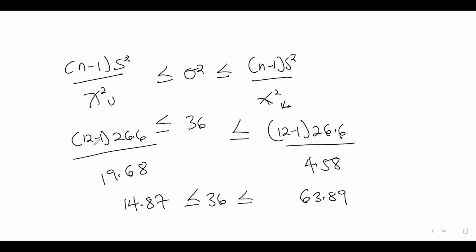If you punch the left-hand side, 12 minus 1 is 11. So 11 times 26.6, everything divided by 19.68, you get 14.87, which is less than or equal to 36. And it's less than or equal to here: 11 multiplied by 26.6 divided by 4.58, you get 63.89.